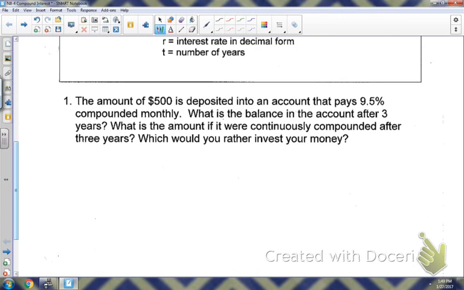On number 1, the amount of $500 is deposited into an account that pays 9.5% compounded monthly. It wants us to find the balance in the account after 3 years. So let's start out with that first question. We know that it's compounded monthly, which is not continuously, so we'll be using the first formula. And I'm going to write down my variables that are in my formula on the side.